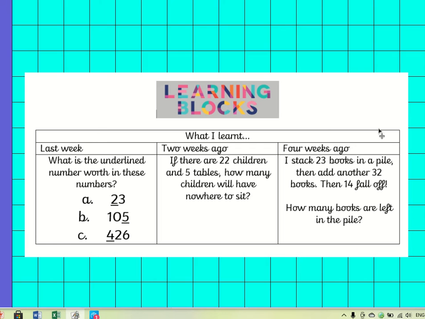And you need to look at what we did 4 weeks ago. So if I stack 23 books in a pile and then another 32 books, but then 14 fall off, how many books are left in the pile? So that is your starter activity. So if you pause the video and complete those first, please.